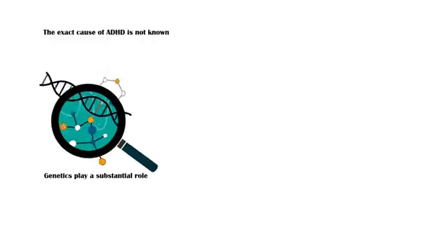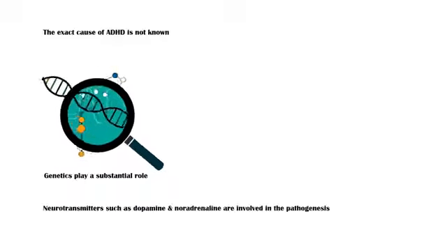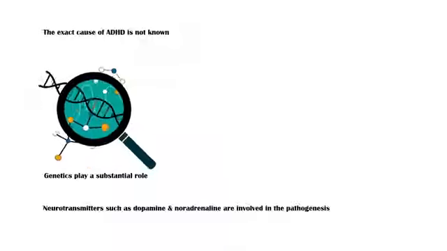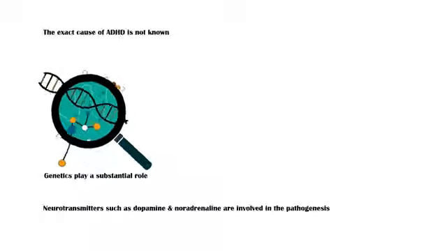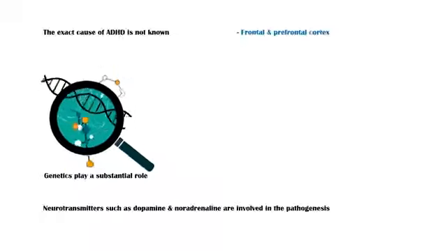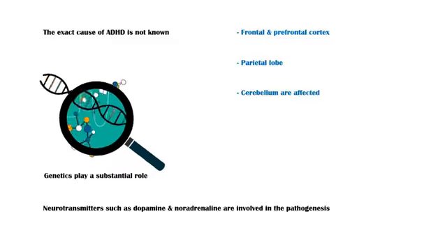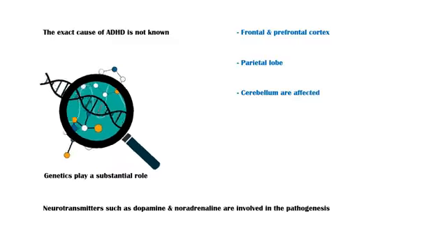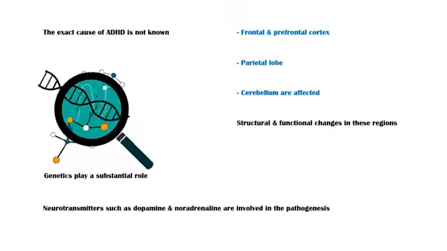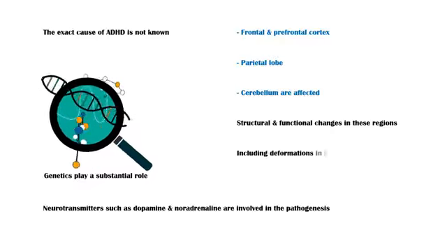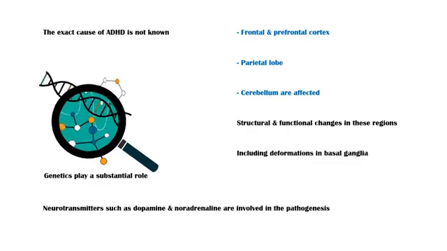The exact cause of ADHD is unclear. However, genetics plays a substantial role. Studies indicate that neurotransmitters such as dopamine and noradrenaline are involved in the pathogenesis. Frontal and prefrontal cortex, parietal lobe, and the cerebellum are the regions of the brain that are mainly affected. Studies show structural and functional changes in these regions, including deformations in basal ganglia.